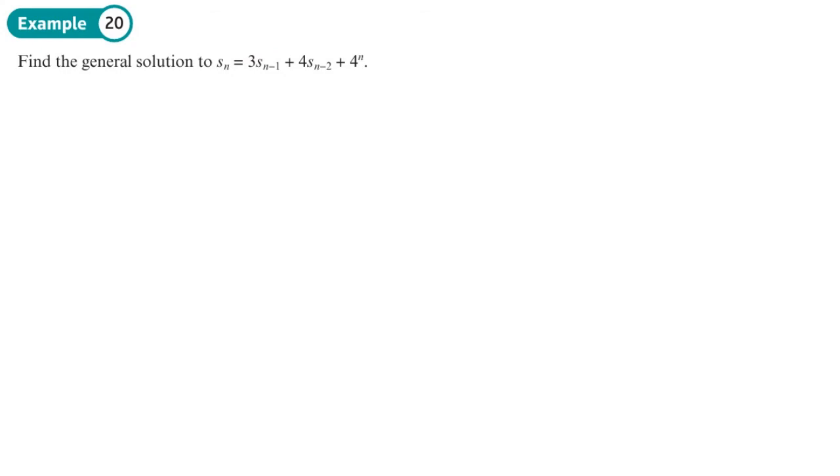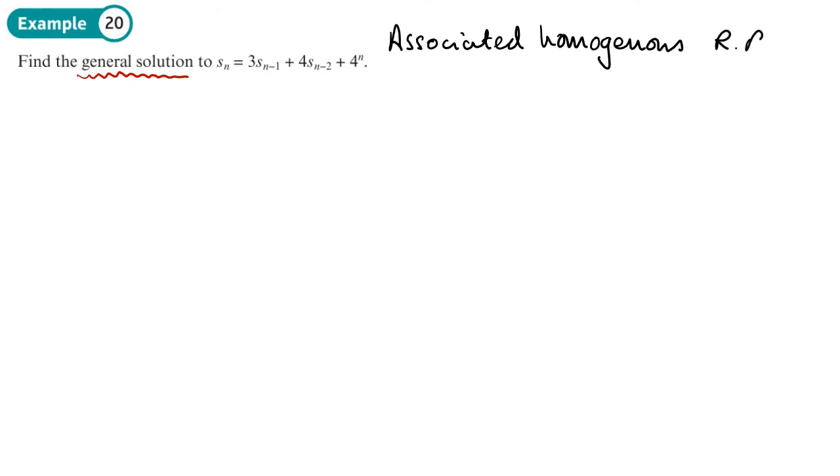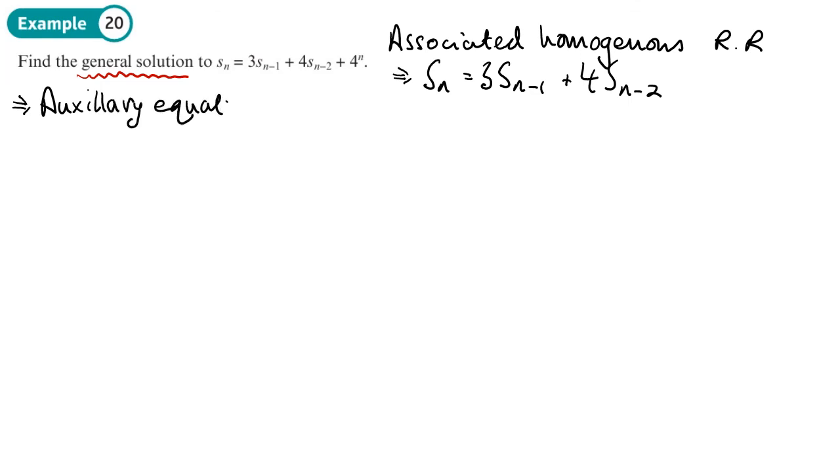Okay, so we just need to find a general solution to this, not a particular solution. So we'll start first of all with the associated homogeneous recurrence relation, and that is S_n equals 3S_(n-1) plus 4S_(n-2). So from there we want to find the auxiliary equation, or form and solve the auxiliary equation.